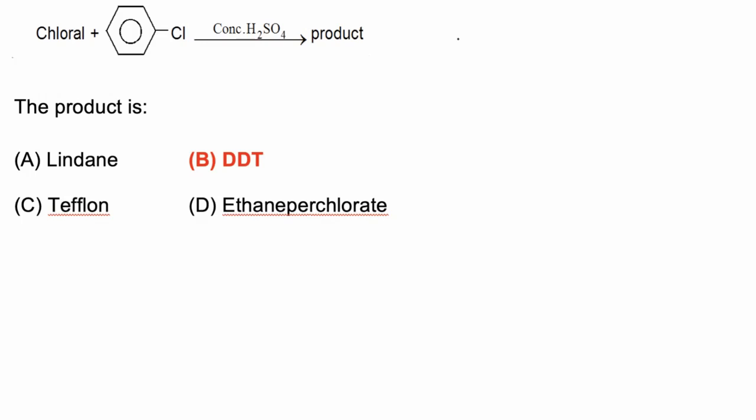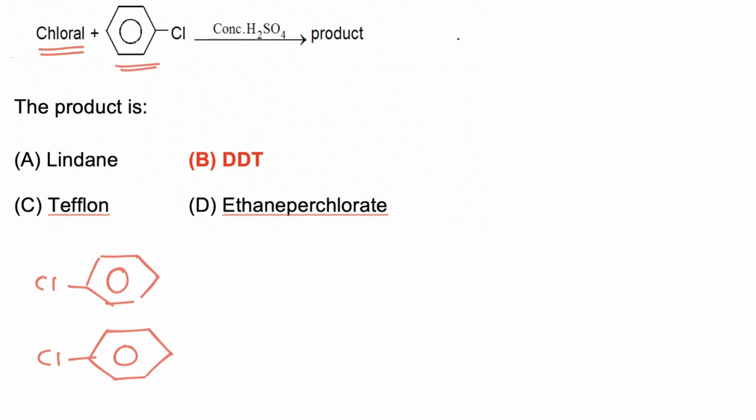In this question, we have to find what is the product formed when chloral is treated with chlorobenzene. Now, this is the chlorobenzene molecule. When chloral reacts with two equivalents of chlorobenzene, now this trichloroacetaldehyde is called the chloral molecule.